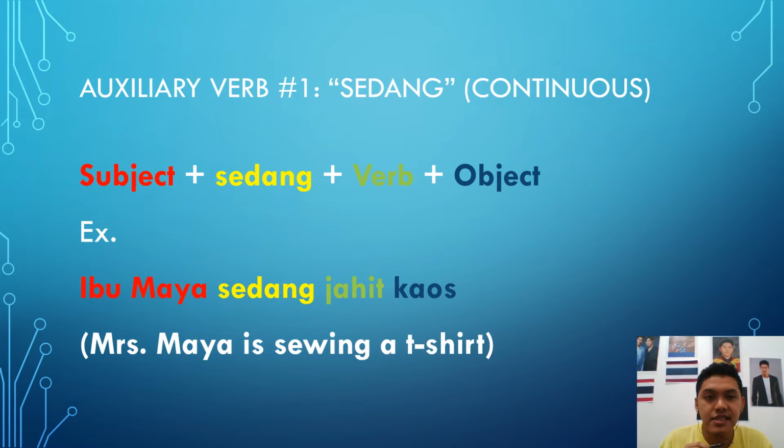And another example, Ibu Maya sedang jahit kaos. Mrs. Maya is sewing a t-shirt. Particularly, this sentence is present progressive tense in which the action is going on. But in the case of the Indonesian sentence, it doesn't change the verb tense at all, unlike in English, where you have to add the suffix ing to the verb. Okay.